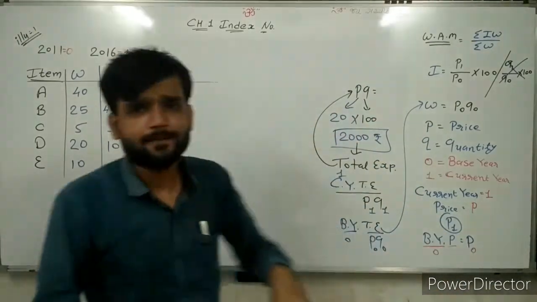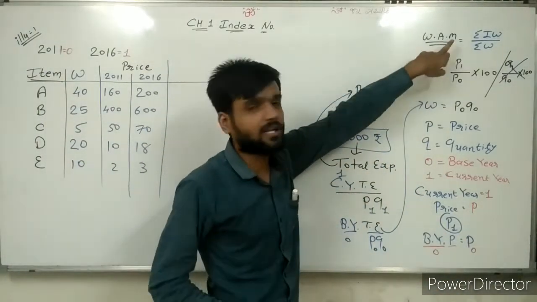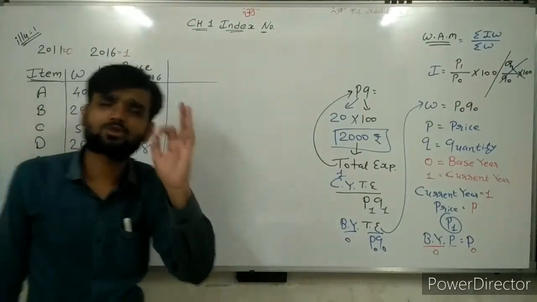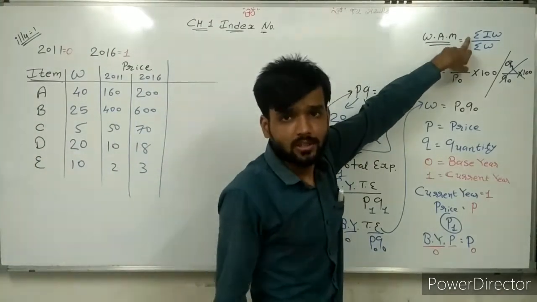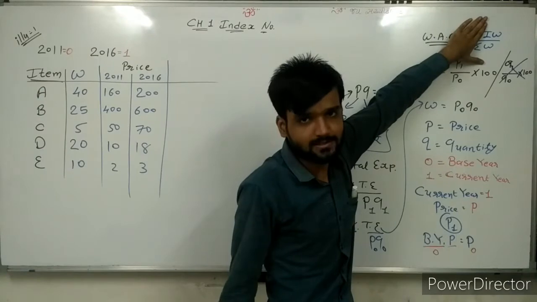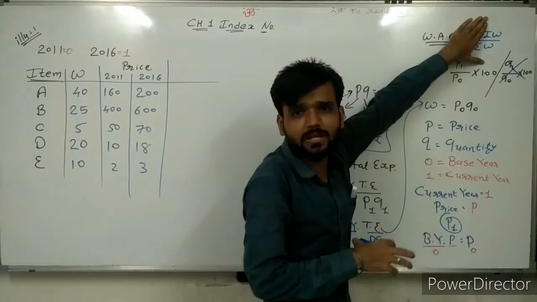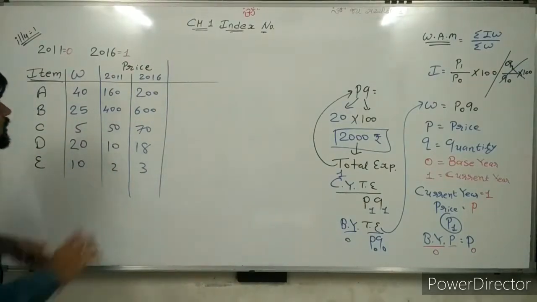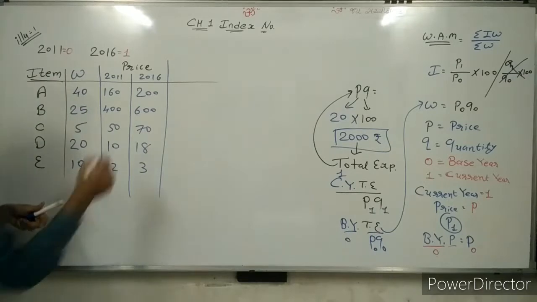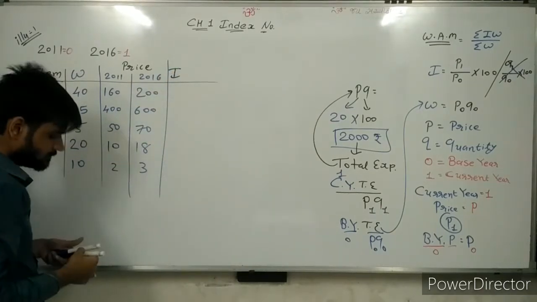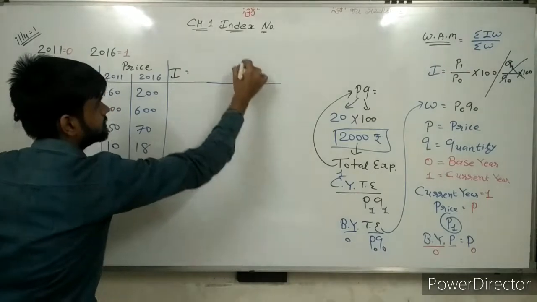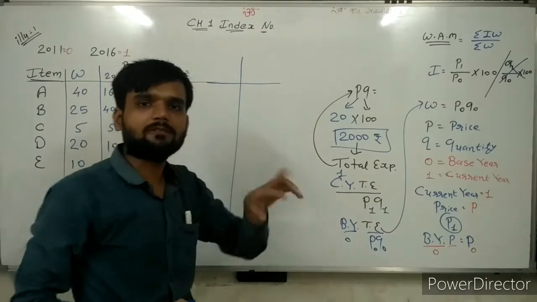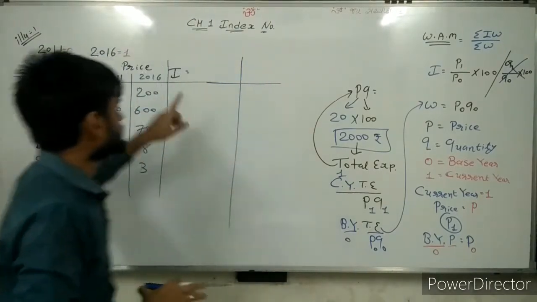Now I need to find the weighted average method index number. Sigma IW upon sigma W. Sigma means total. Total of what? So first don't consider sigma, only the IW multiplication. So first what do I need? Sir, I into W. W we have, but I don't have the value of I. So I have to find I first. Without I, I cannot multiply with W.